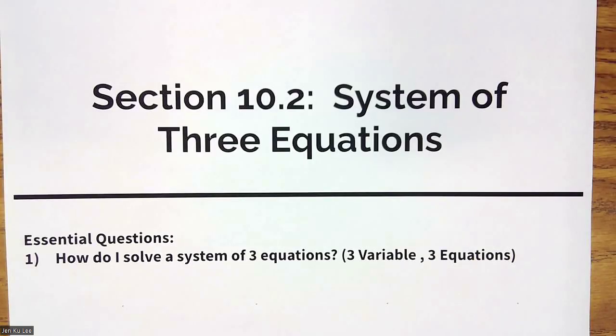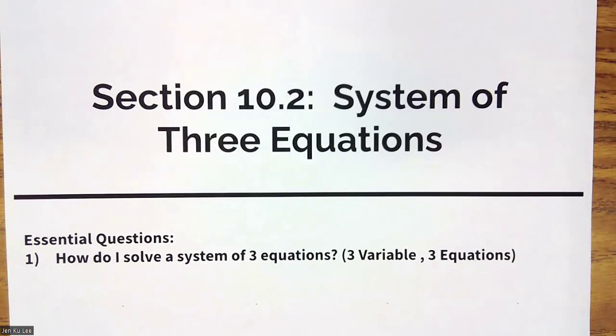Welcome everyone. This is 10.2 on systems of three equations. So we did systems of two equations, right? And you guys solved for x and y. In this section, we increase the number of variables and equations. So there are three equations and three variables. Okay, so there's an x, a y, and a z that we have to go ahead and solve.